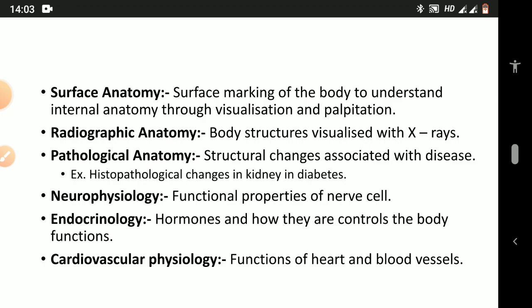Next one is neurophysiology. Neuro means nervous system, and the nerve cell is the basic structural and functional unit of the nervous system. In neurophysiology, we study the properties of the nerve cell. That's why it is called neurophysiology. Next one is endocrinology. Endocrine glands secrete hormones and perform various functions. That means hormones and how they control body functions are studied within endocrinology. Next one is cardiovascular physiology. Cardio means heart and vascular means blood vessels. In cardiovascular physiology, we study the heart and blood vessels.